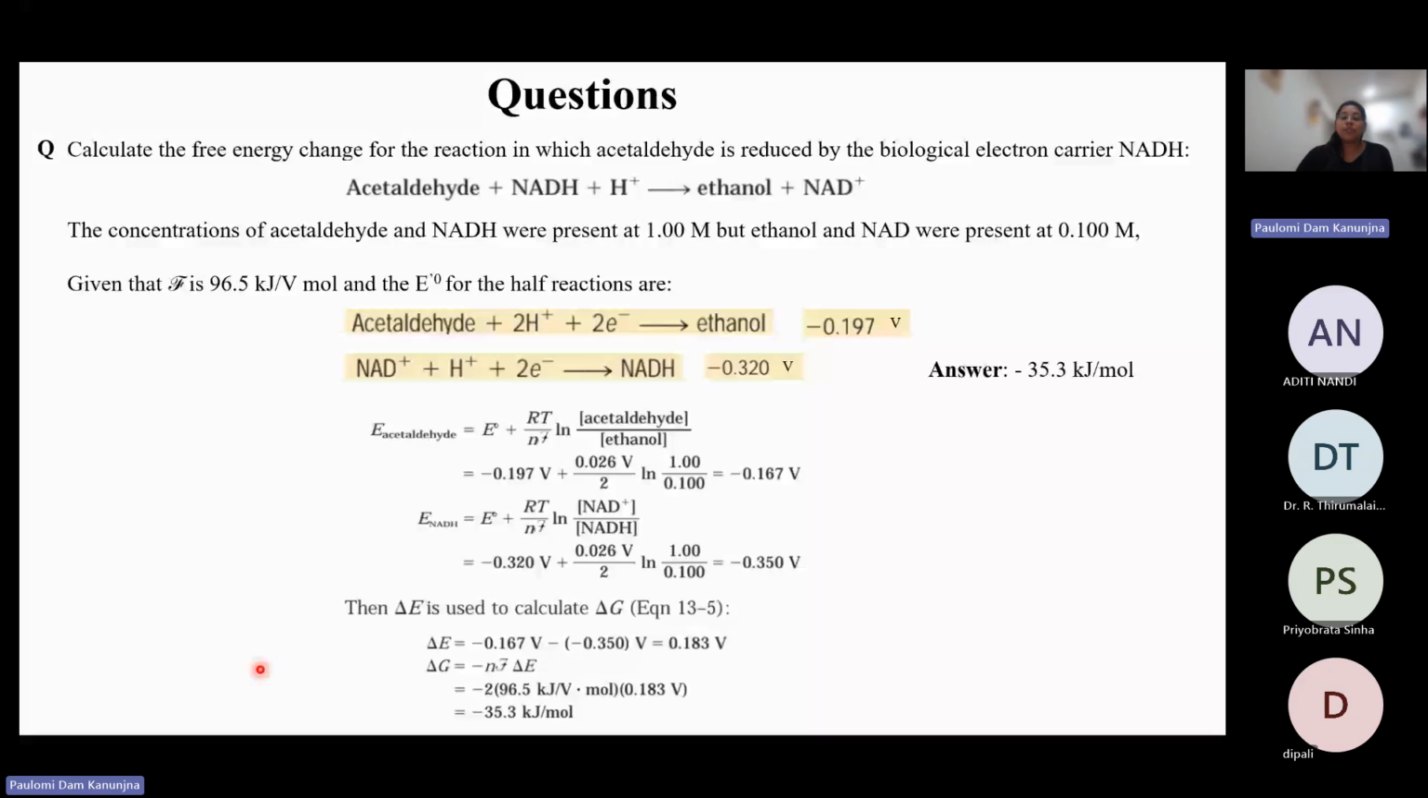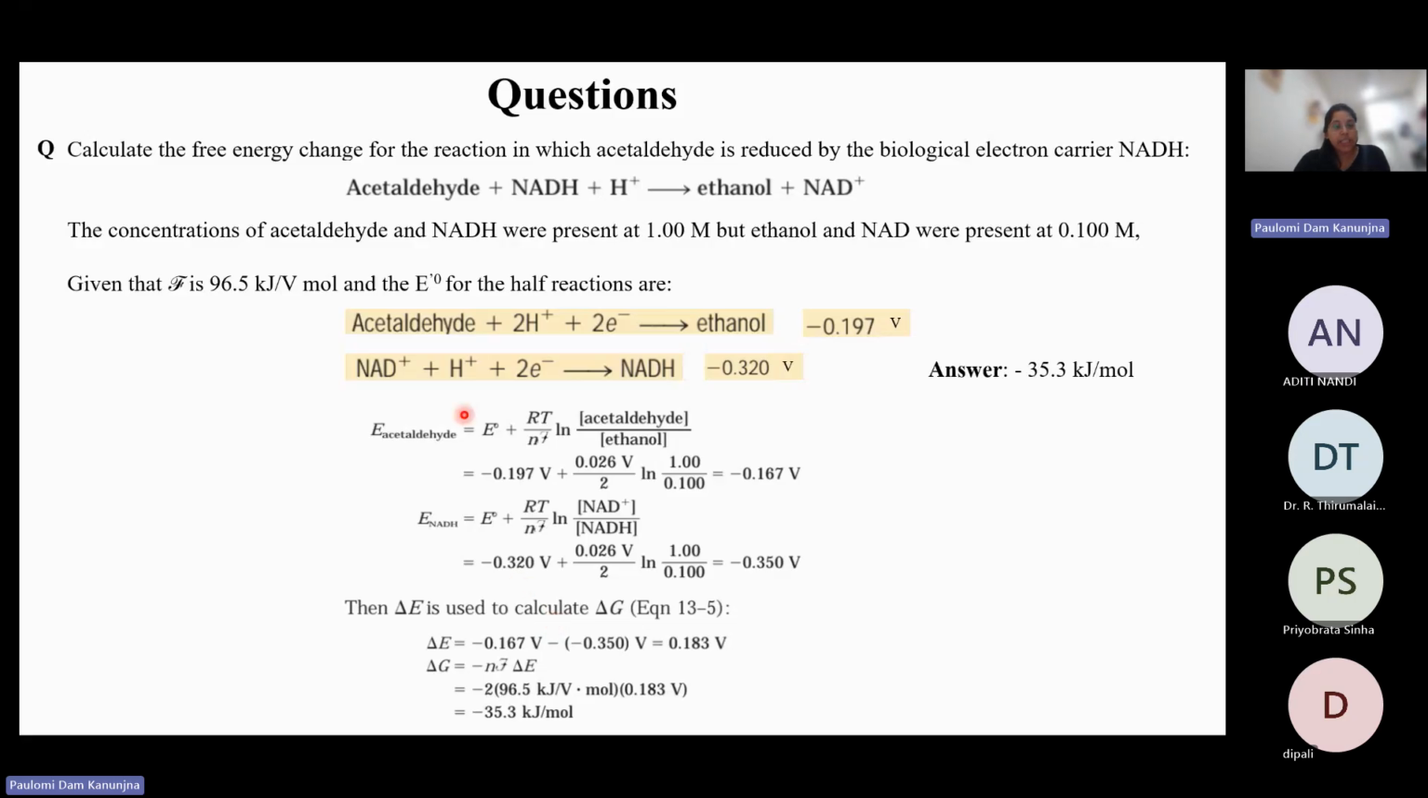But remember, these are half cells, so you need to calculate the potential for both these reactions. When such concentrations are given, the concentration is incorporated into the reduction reaction. So let's say acetaldehyde getting reduced to ethanol. That is one reaction where you have acetaldehyde and ethanol concentrations. You first calculate the E for acetaldehyde and the potential for NADH, and then do the delta E that we have just used. Then you calculate delta G, just how we have done in the previous question.